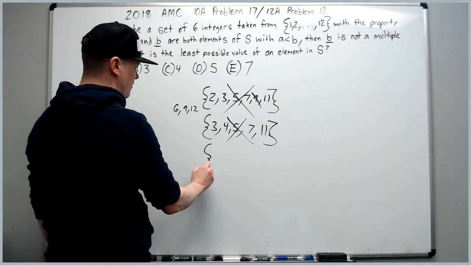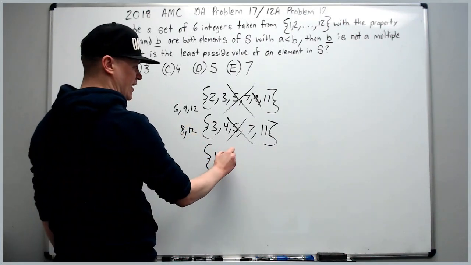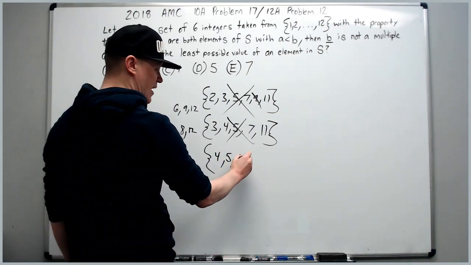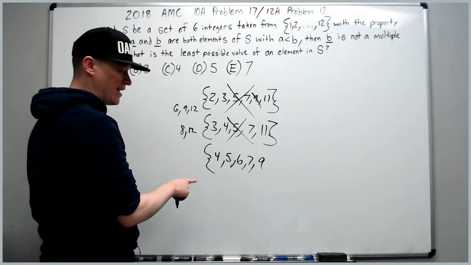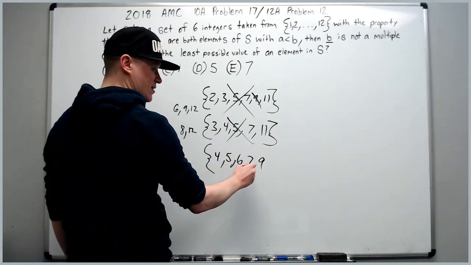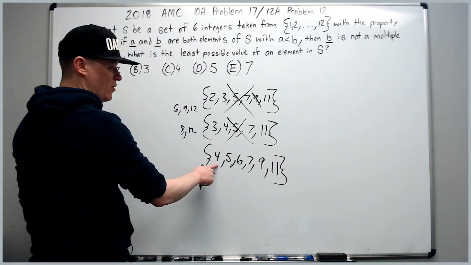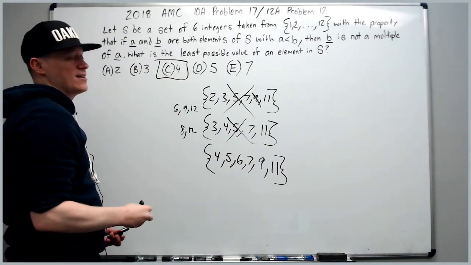Proceed to the next one, 4. If we try 4, then no 8 and no 12 is allowed. We can have 5 and 6 because they're not multiples of 4. Neither is 7, no 8. 9's okay because 3's not there. 10's not okay because of the 5, but we don't need it because we have 11. 1, 2, 3, 4, 5, 6, that works, therefore the answer is C.